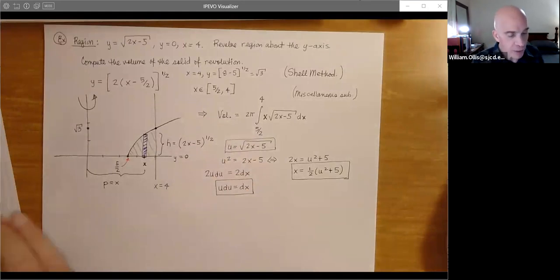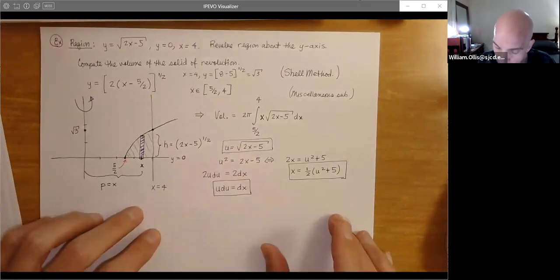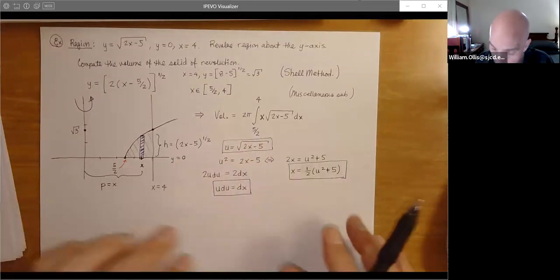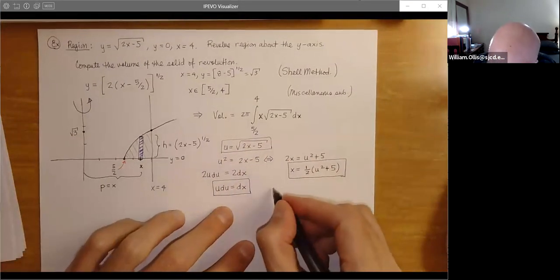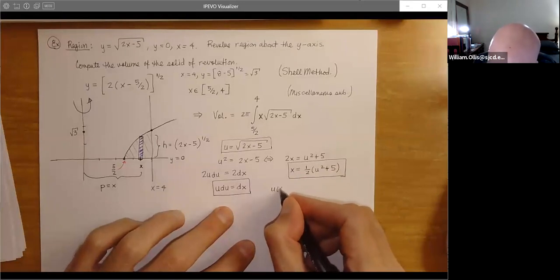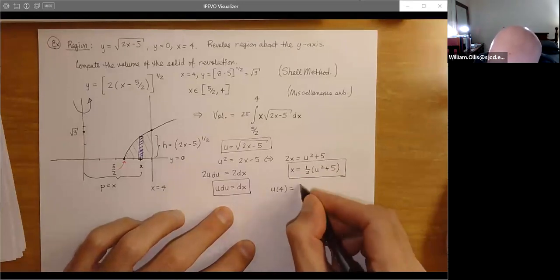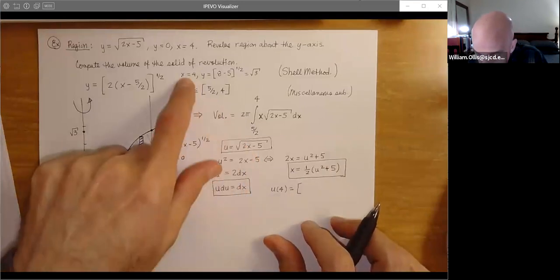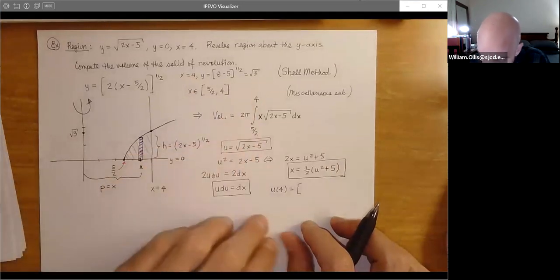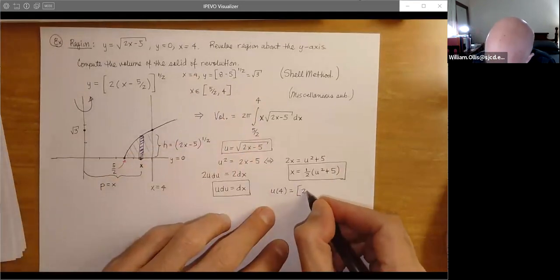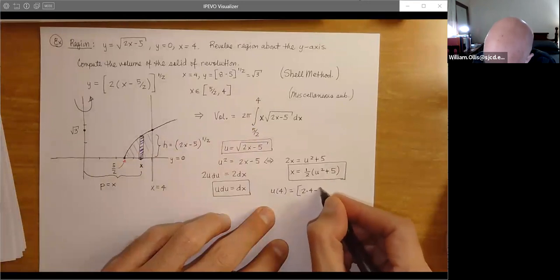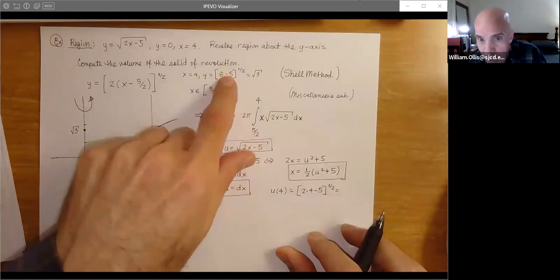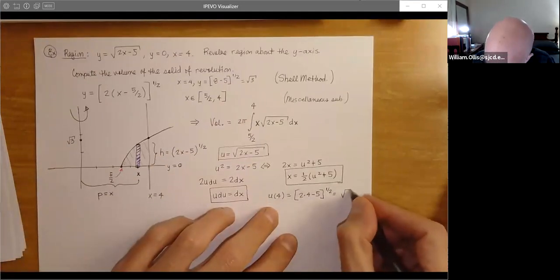So now when we look at this particular problem, the only thing left is to say, okay, well, what happens to the limit since we're changing out everything? So let's go ahead and do that. We'll say u of 4. So here we're going to put in 4. We've seen this before. We already know what it is. That's just going to be square root of 3. I'll write it again. 2 times 4 minus 5 to the 1/2. And of course, that will be the 8 minus 5. So that gives us the square root of 3.